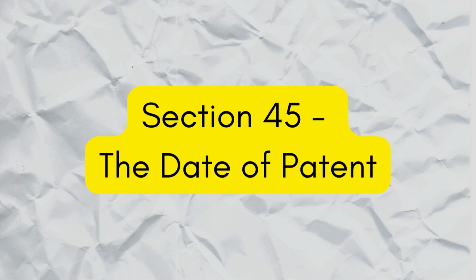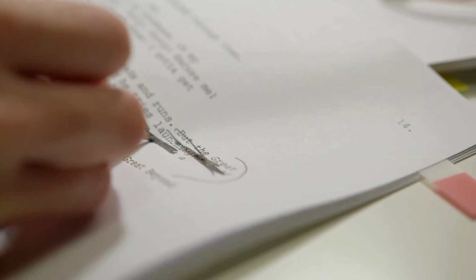Now let's talk about section 45, the date of patent. When we say the term date of patent, we actually mean the date of filing of the patent application accompanied by a provisional or complete specification. This date of patent is entered in the register of patents. Now a patent owner or patentee gets the right to sue someone for patent infringement only upon the grant of the patent. However, the damages can be claimed by the patentee from the infringer since the date of publication, because that is the date when the infringer came to know about the patent.